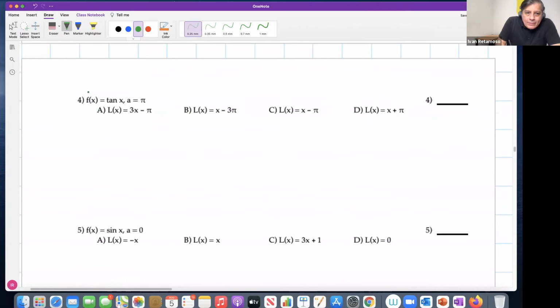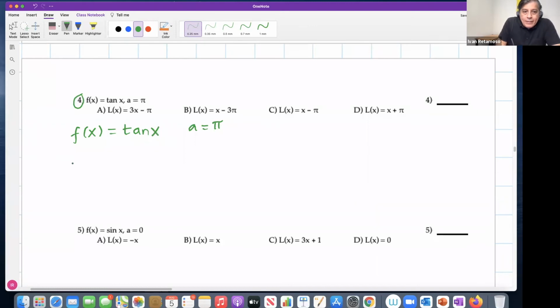Let's say they ask you to find the linearization of this function, f of x equal tangent of x, right? I'm going to do this and then you will do number 5, okay? Tangent of x at this base point a equal pi.